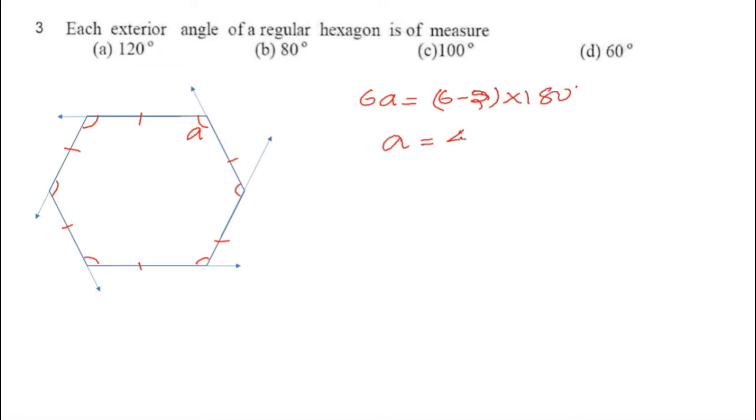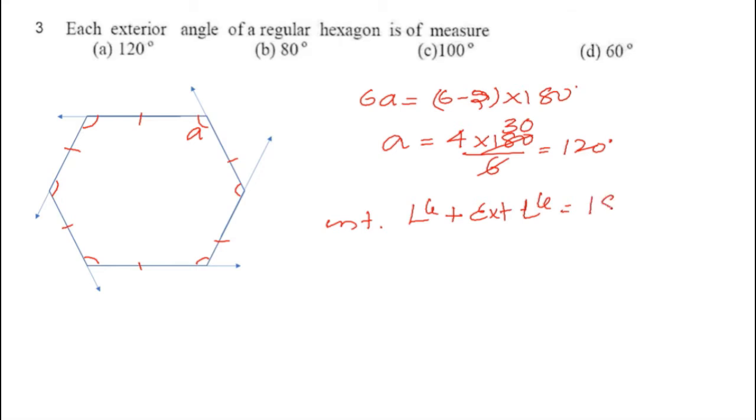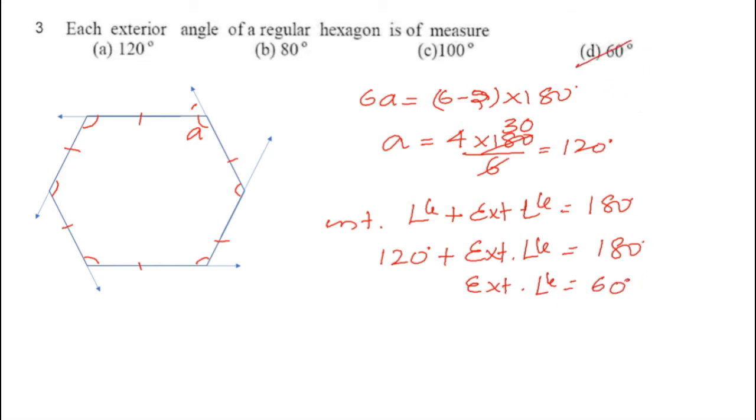So A will be equal to 4 times 180 divided by 6. This will be 3 times, so 120 degrees is the interior angle. So interior angle plus exterior angle is 180 degrees. They are supplementary, the sum of these two angles. So interior angle is 120 degrees plus the exterior angle is equal to 180 degrees. So exterior angle will be equal to 60 degrees. This is one of the methods.